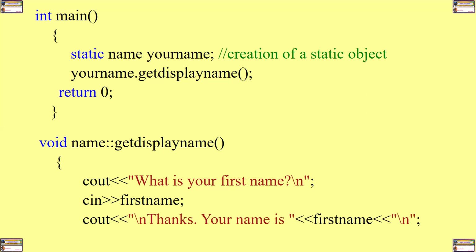called first name. And once that is keyed in, the next role of this function will be to display the message on the screen. Your name is, and the compiler will pick whatever is stored in the data member first name and display it out on the screen. And of course, the new line operator will move the cursor one line below this statement. And that will be the end of that function.